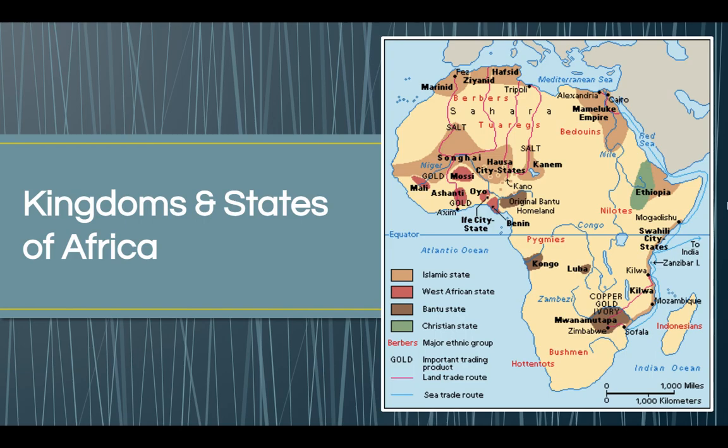We're going to talk about the kingdoms and states of Africa. In particular, we're going to look at Western Africa. We're going to talk about three kingdoms that sit right here: Ghana, and then Mali, and then Songhai, which you see right here on this map. We're going to talk about culture throughout Africa, and then we're going to end up with slavery and how that actually impacts Africa. All right, here we go.